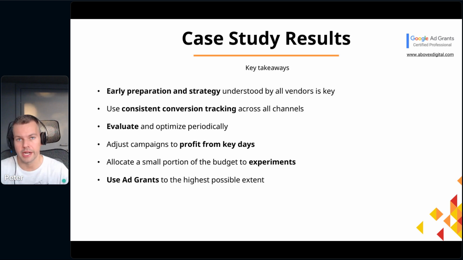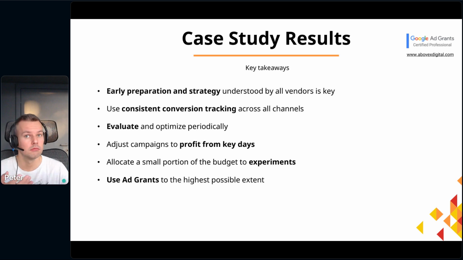Make sure you use conversion tracking, ideally including value tracking. Evaluate and optimize periodically. So after you start running it, don't just leave it like that. Keep coming back, keep checking the performance, keep making updates. Make sure you profit from those key days. It's Giving Tuesday, Christmas, the last 3 days of the year. Those are the main ones. Make sure that you allocate the majority of the budget into those days.